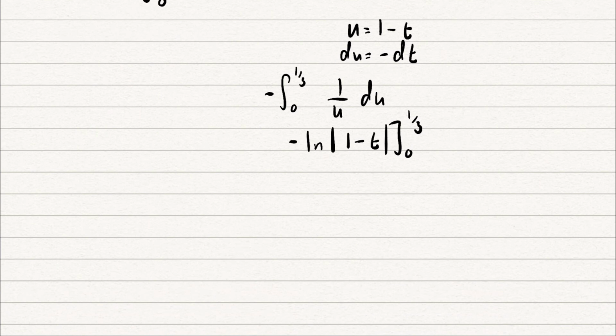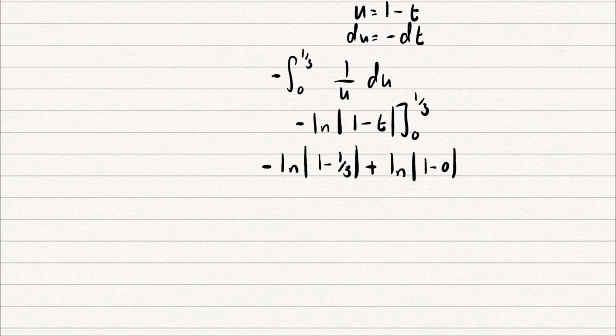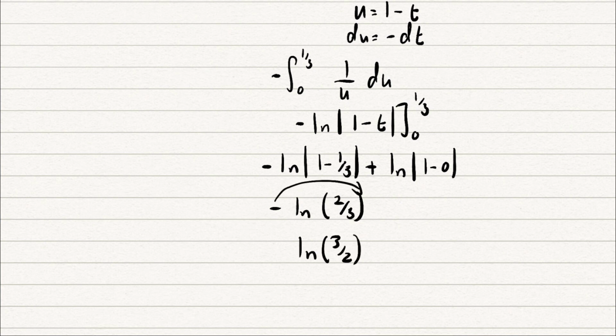Now I'm going to plug in my values. I plug in negative ln of the absolute value of 1 minus 1/3, minus, and then another negative, so that's plus, ln of the absolute value of 1 minus 0, which is just 1. So this gives me negative ln of 2/3. That could be my answer, or I can write it as ln of 3/2, because I could bring this up as a negative exponent, and so I end up with two different forms here.